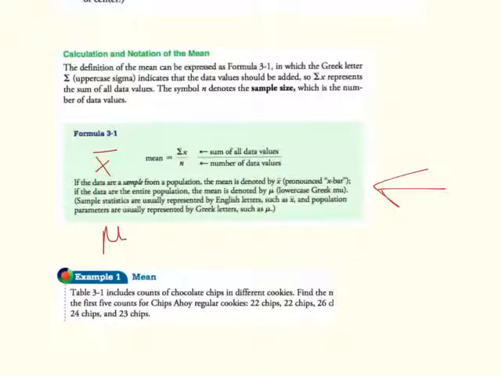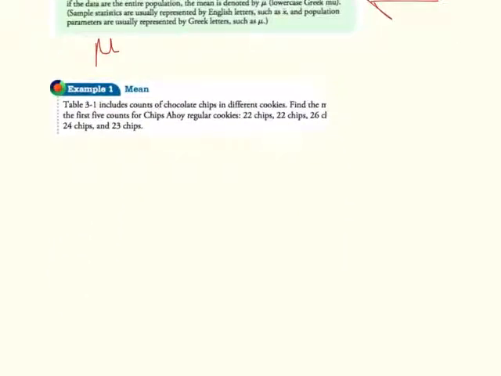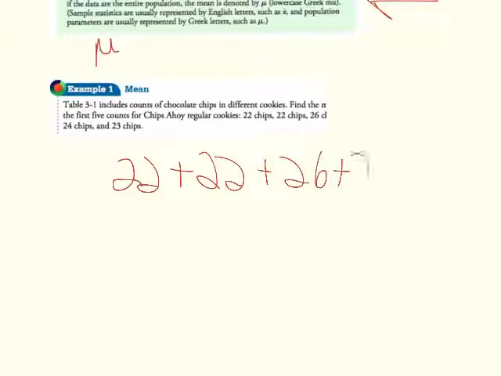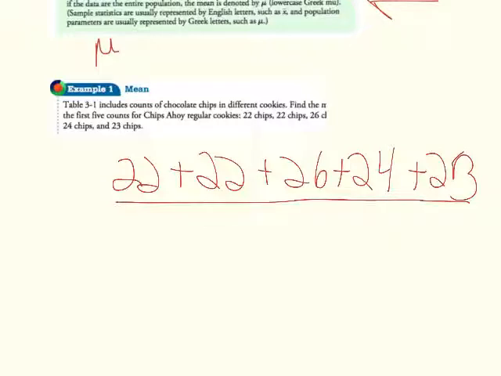Okay? So let's take a look at an example of finding the mean. If we scoot down here to example 1, Table 3.1 includes counts of chocolate chips in different cookies. Find the mean of the first 5 counts for Chips Ahoy regular cookies. I'm sorry, this kind of cut it off a little bit, but those values are 22, 22, 26, 24, and 23. So we're going to add all of those values up together, and then we're going to divide that by the number of numbers, which is 1, 2, 3, 4, 5. And that's going to give us our sample mean.